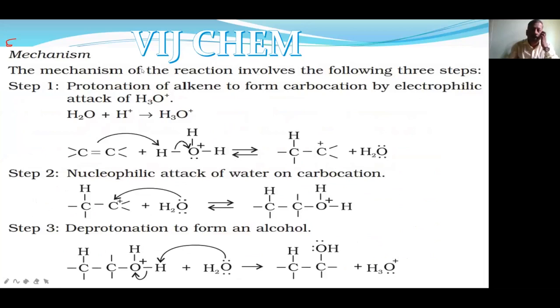Okay, this is the mechanism. So what is the mechanism and how is it different, that we are going to study now. Here the mechanism takes place in three steps. First of all, protonation of alkene. As I told you in the starting, it is an acid catalyzed reaction.